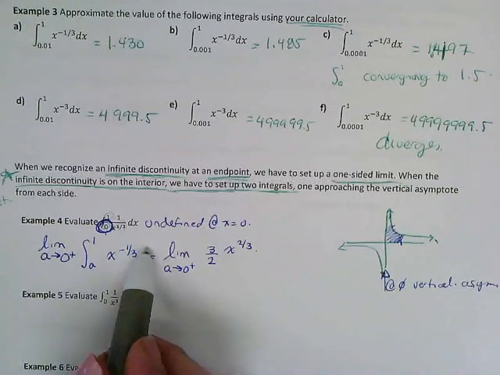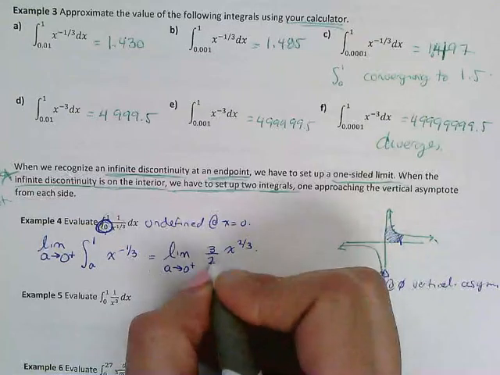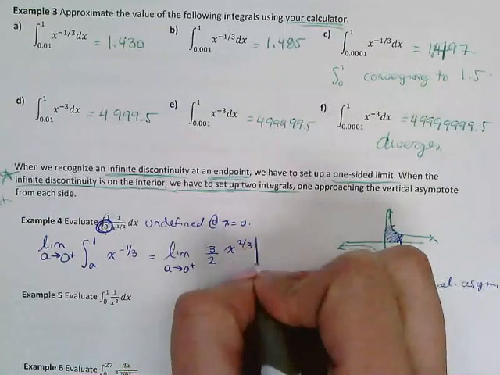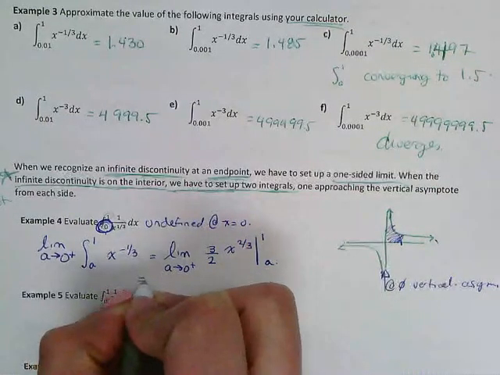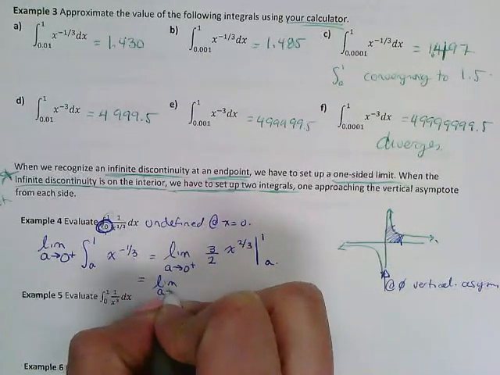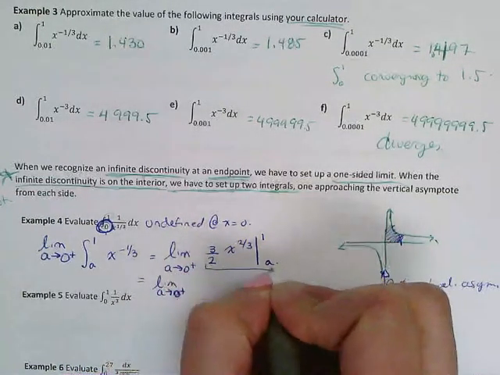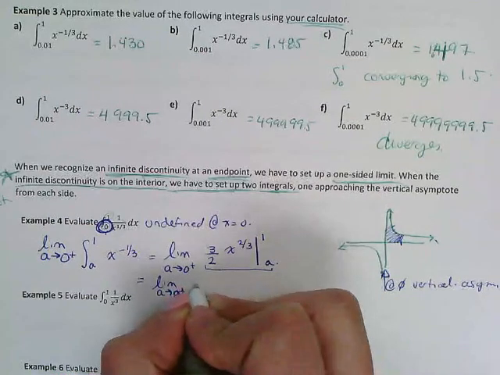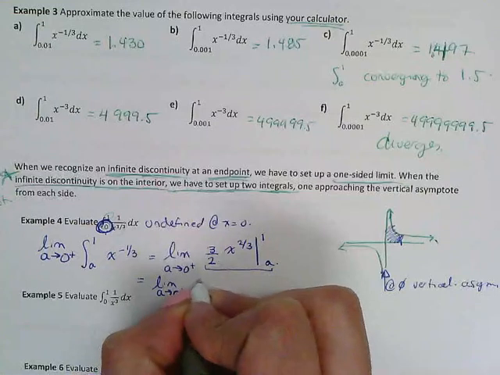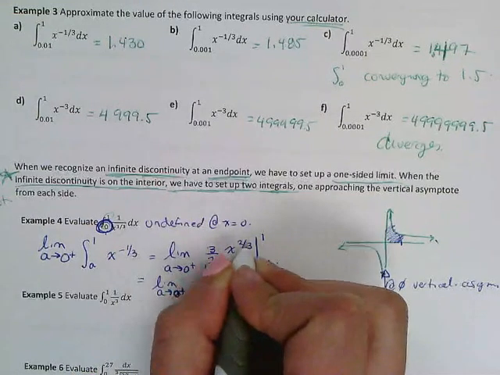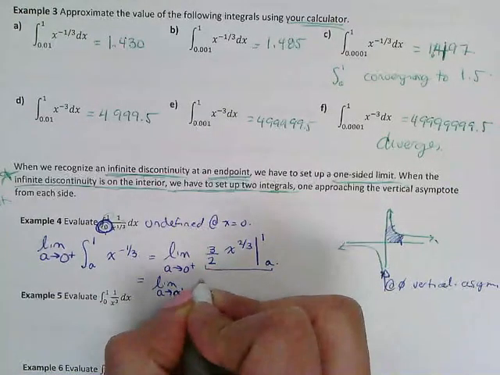Okay, add 1 and divide by that thing. Add 1 gives us 2/3. Divided by 2/3 is the same thing as multiplying by 3/2, from a to 1. See, I'm not using the limit yet until I have finished my integral portion. So now we're going to plug in the 1 and then minus the a. And you notice that 3/2 times 1 to the 2/3 is 1, times 3/2 is just going to be 3/2.